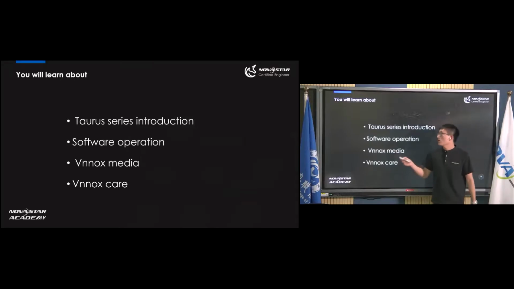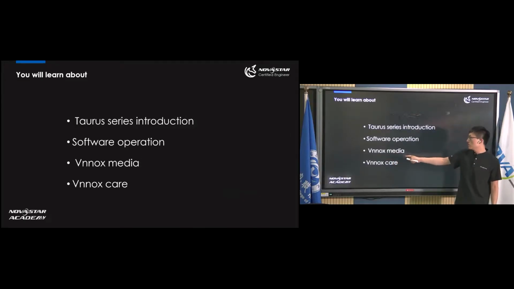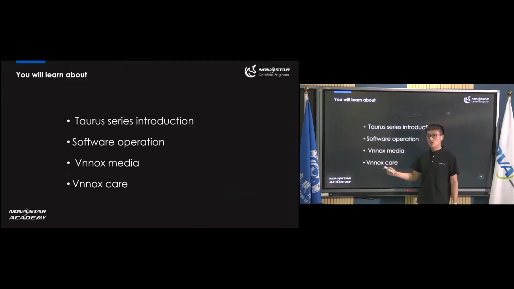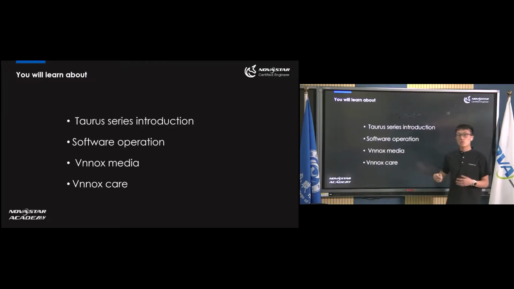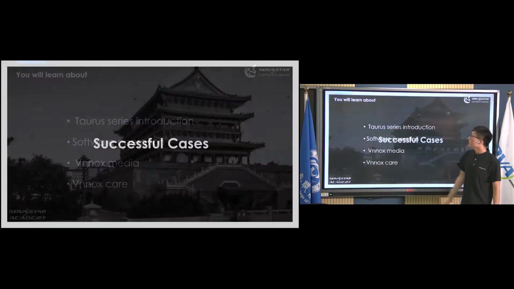In this part, you will learn about 4 parts. The first part is the Terra series introduction. The second part is software operation, and this software is called Vplex Express. It's a publishing software, and I will introduce it. The third part is Windows Media, and the fourth is Windows Care. These 2 parts can be included in a remote solution, a remote publish and remote monitor solution.